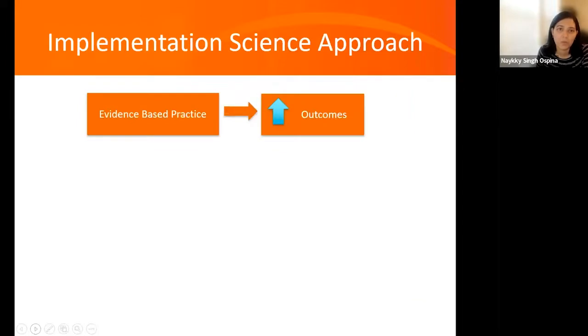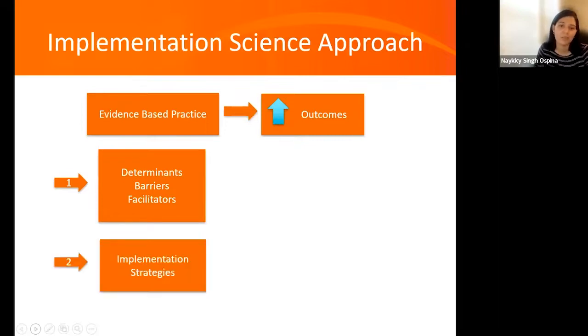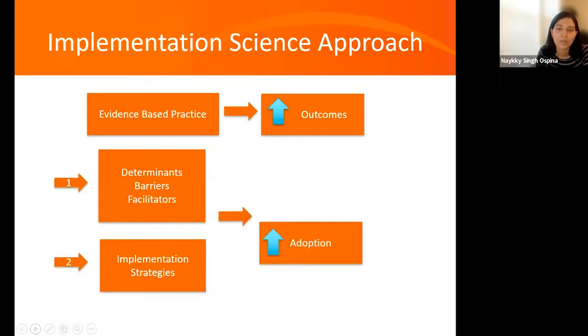Now, going back to our little schema here, the first thing you want to do to make sure that this is adopted is to understand the barriers and the facilitators, so that then you can create implementation strategies, which are just things that you're going to do to remove the barriers or ameliorate them, because many times there are some barriers that you cannot remove, or potentiate things that are facilitators. And at the end of the day, once you have this organized and logical way of approaching the problem, then you will increase adoption and then have the positive effects on the outcomes.